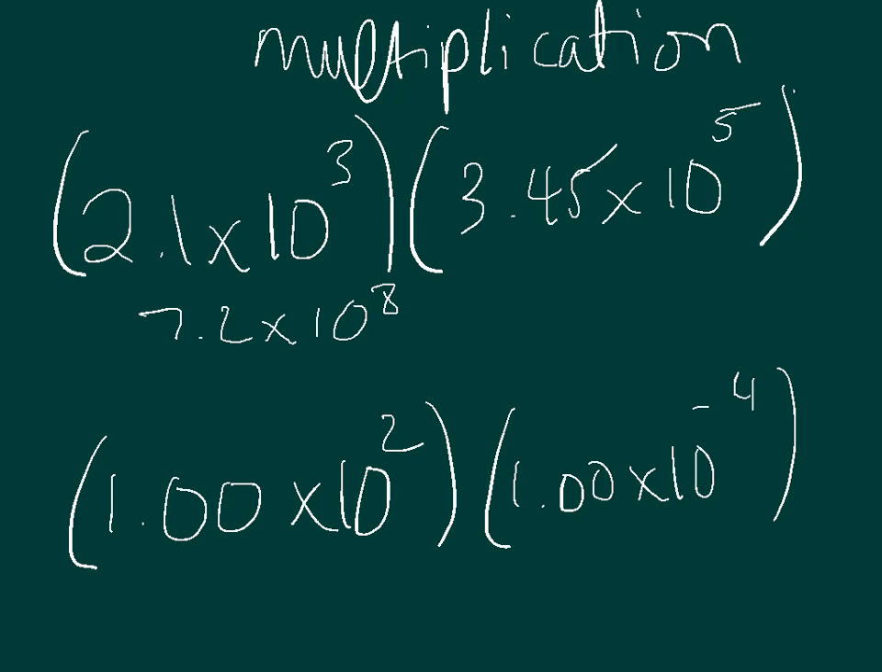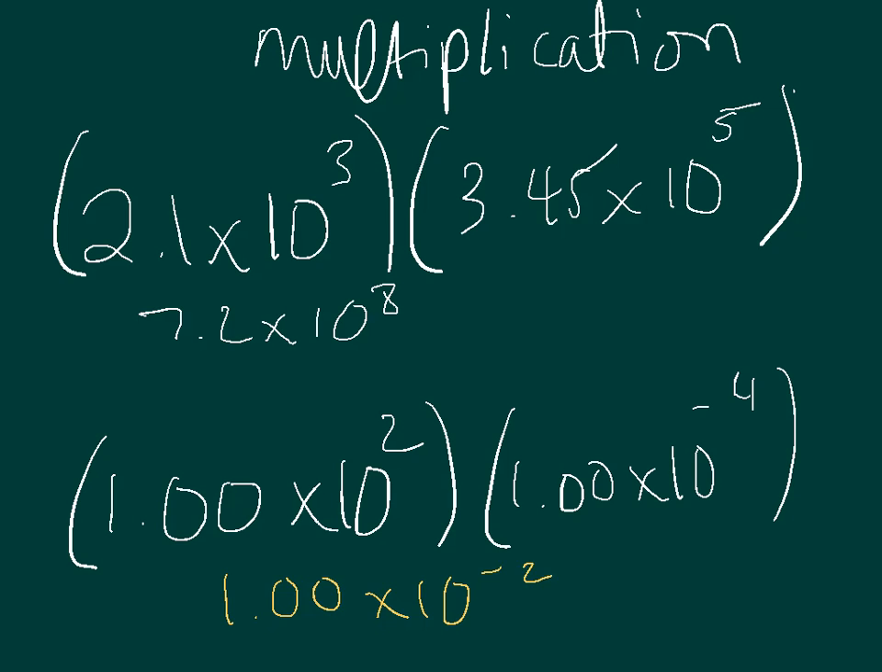So let's do the same thing here with the second number. We have 1.0 times 1.0, and I know that I'm allowed three significant figures, so I already know that I'm going to have 1.00 times 10 to the, and when I add 2 and negative 4 together, I get negative 2. So my answer is 1.00 times 10 to the negative 2.